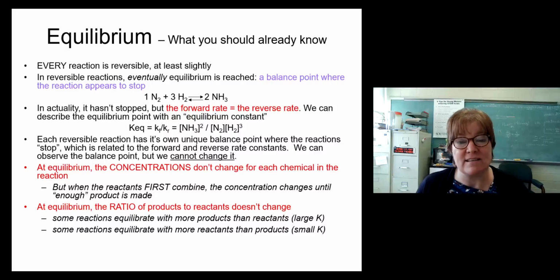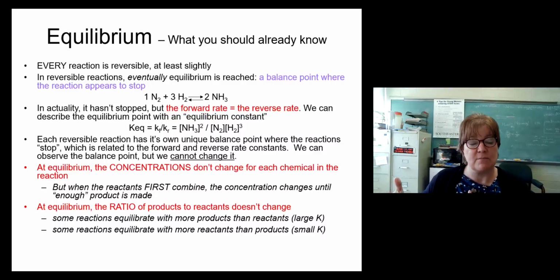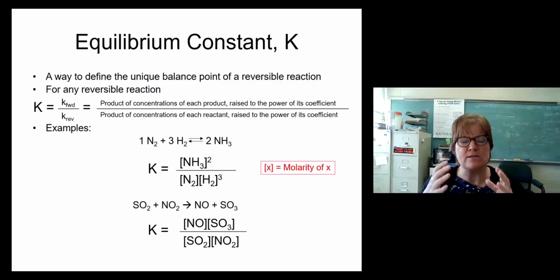So like a weak acid, right? It only dissociates slightly. That would be an example of a reaction that equilibrates with mostly reactants. Most of the reactants remain undissociated. That would be a small K value. Okay, so this equilibrium constant.